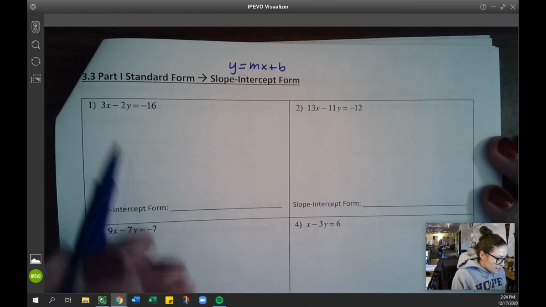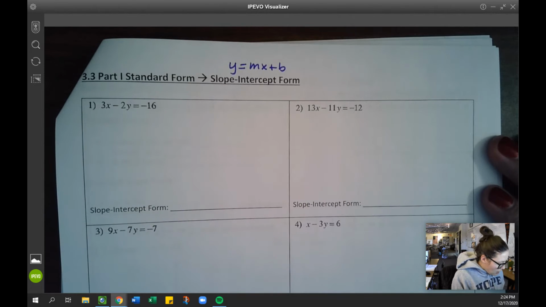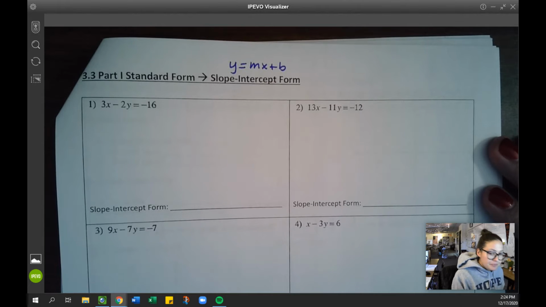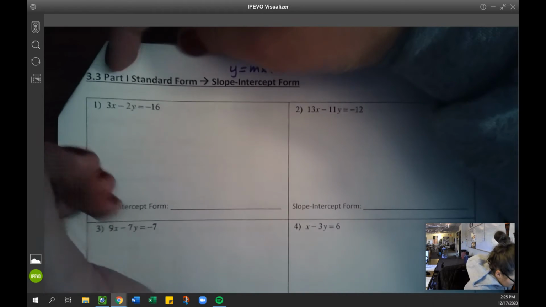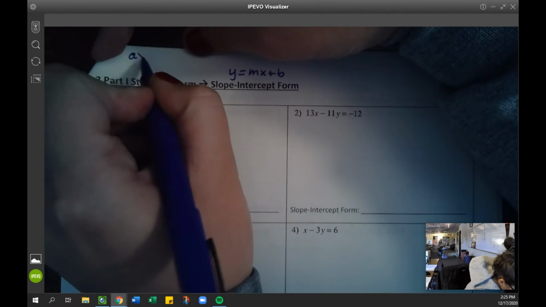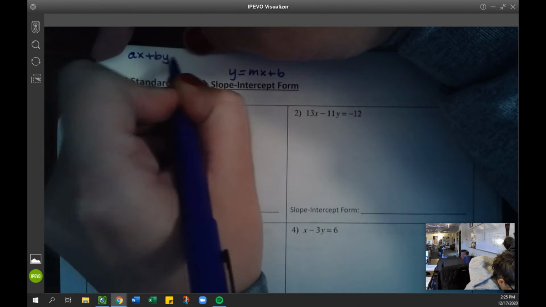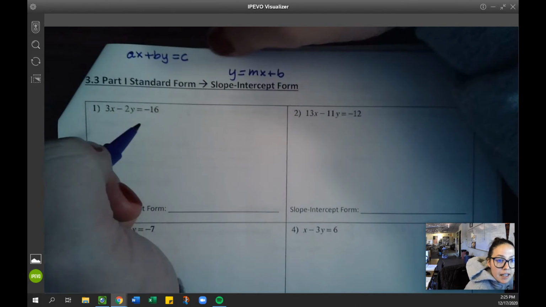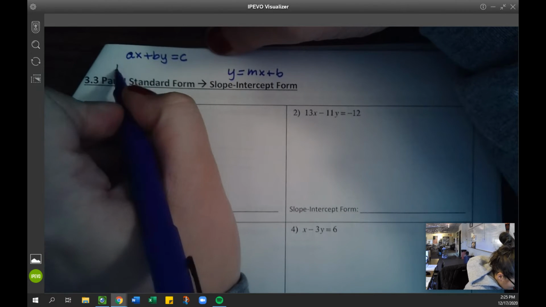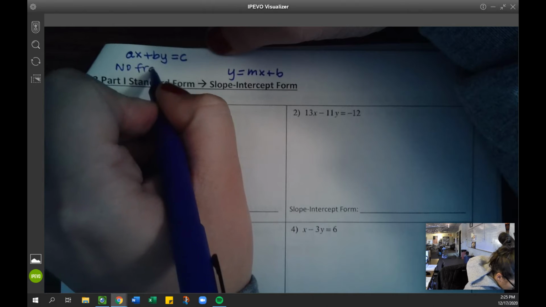Standard form means that the x and y are on the same side, and there are no fractions. There are no fractions in the equation at all. So standard form looks like this: Ax plus By equals C, and there are no fractions.